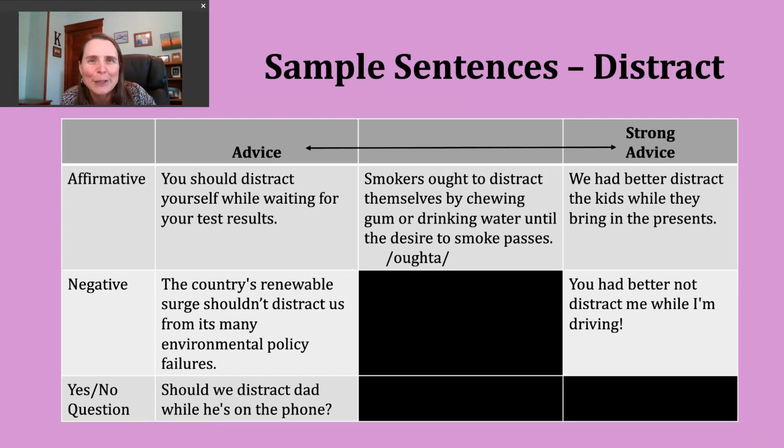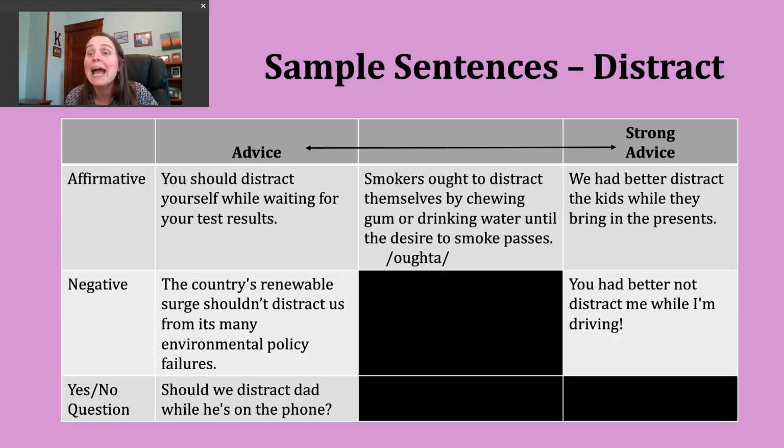So let's take a look at a couple examples. We had better distract the kids while they bring in the presents, right? So maybe someone's saying this near a birthday or holiday that involves gift giving. But if the kids see this, right, they're going to want the things immediately. Maybe they'll be crying and tantrums and, right, those are the consequences, right? So we need them to shift their focus away so they don't see maybe presents coming into the house.